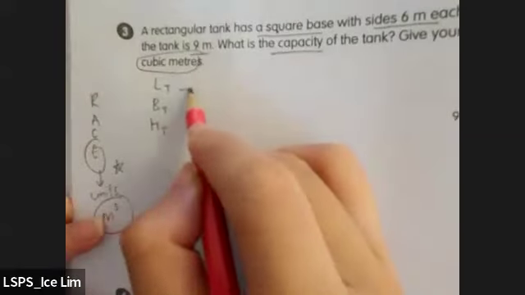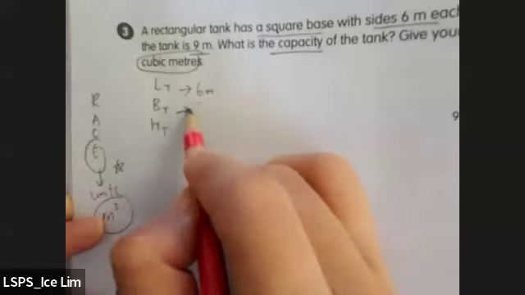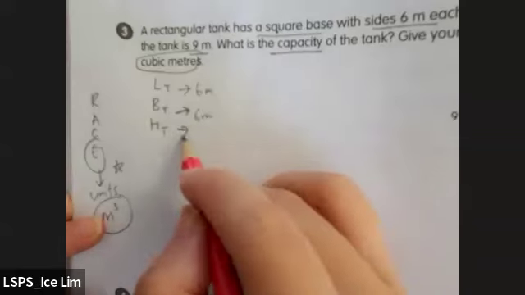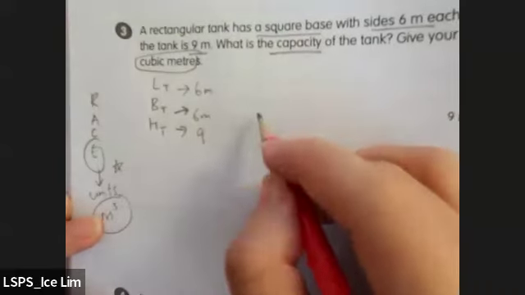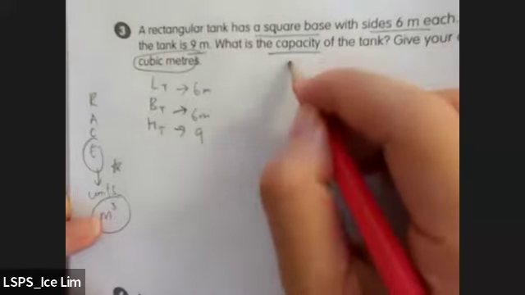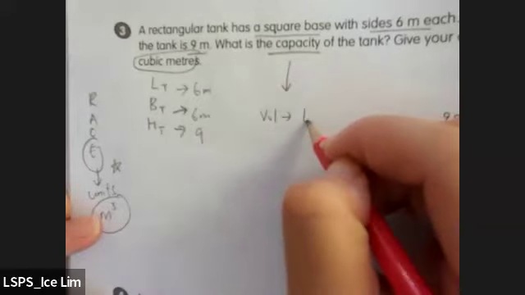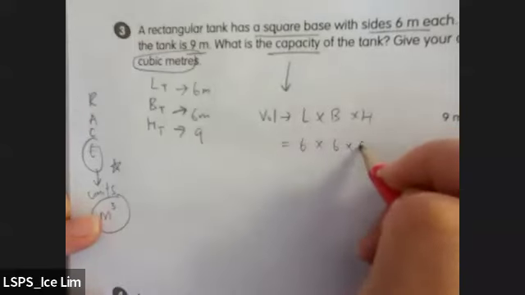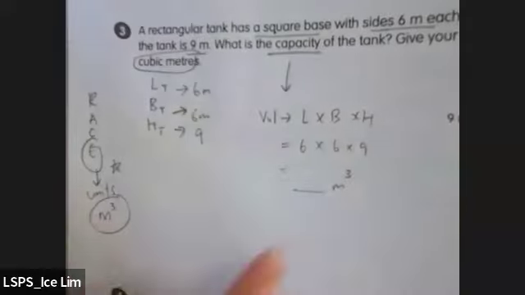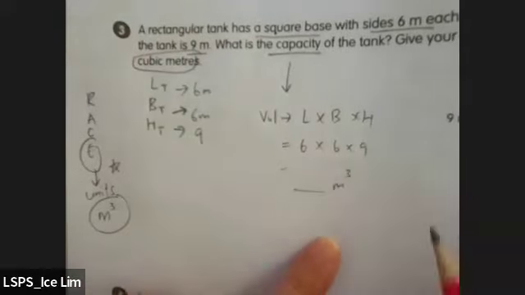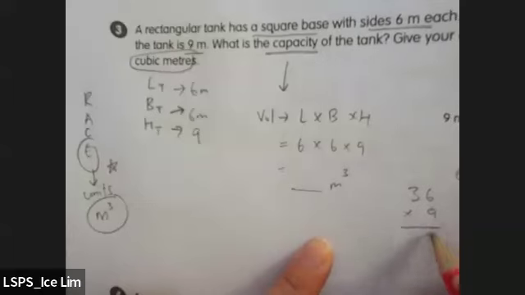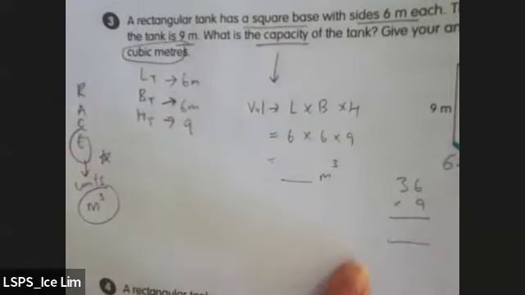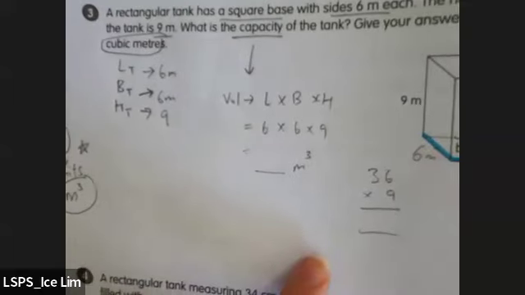So the length is 6 meters, the breadth, how wide, 6 meters, and the height is 9 meters. So the capacity of the tank means it is full. So capacity of the tank means the volume of the tank, which we know is length times breadth times height, which is not difficult. It's 6 times 6 times 9. That's about it. And then you got the answer. So 36 times 9 is the working you need to do. Okay, that just took me less than 5 minutes to talk about this. Was it difficult? Not really, right?